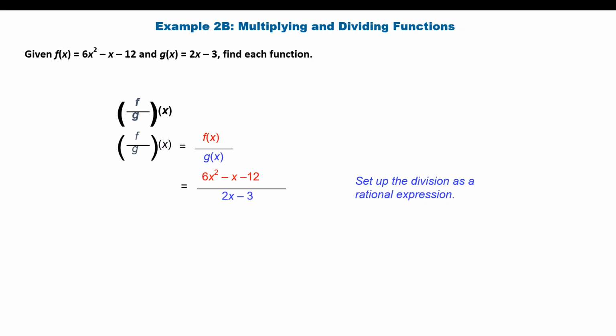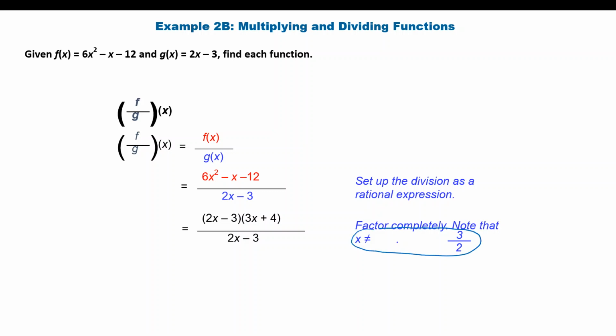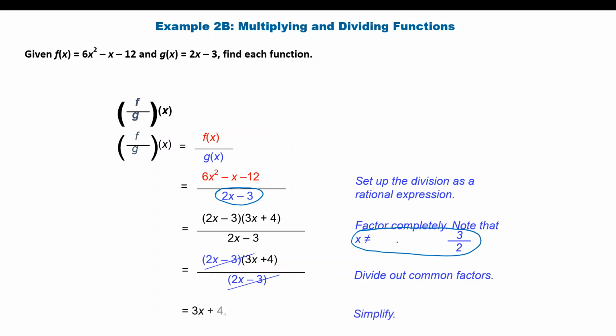And in the interest of time, I've gone ahead and factored it for you. And it's going to be 2x minus 3 times 3x plus 4. And notice that x cannot be 3 over 2, because if it does, then that makes our denominator 0, which is undefined. All right, next thing, we can see that it's easy to divide out common factors. We do that, and we end up with simply 3x plus 4, where x cannot equal negative 3 or positive 3 over 2. And that's all you have to do.